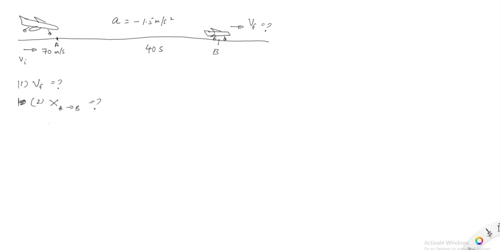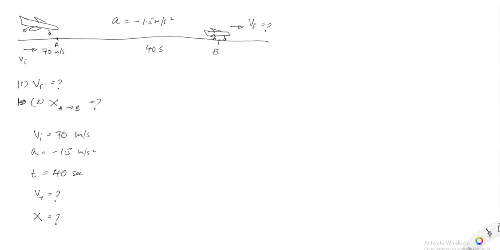So let's write down the information we have in hand. We have V initial equals 70. We have acceleration equals negative 1.5. We have time equals 40 seconds. Units are meters per second, and meters per second squared. Questions: V final, and also distance. These are the 2 questions.